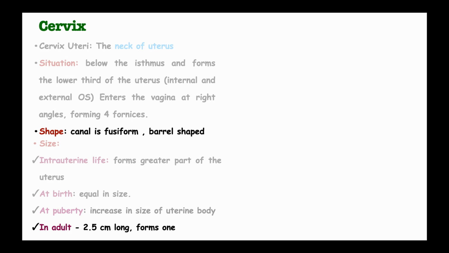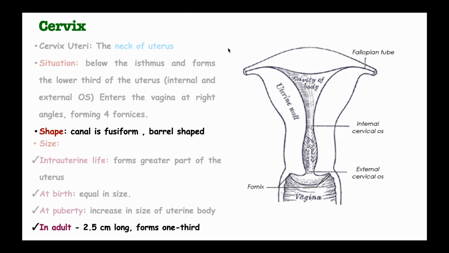In adult life, the cervix is 2.5 centimeters long and, as we've seen, forms one third of the total length of the uterus. Looking at the diagram on our right, this is the entire uterus and the cervix, and this portion is what we are discussing today.